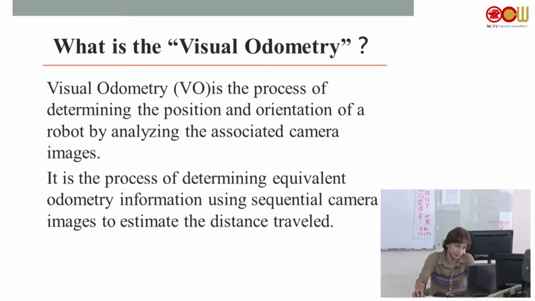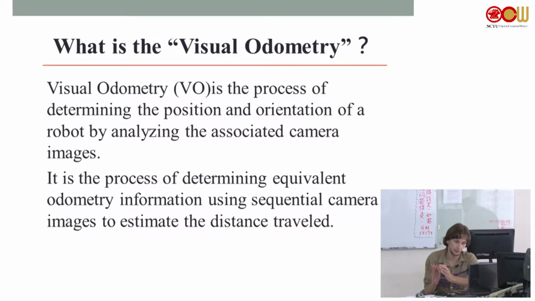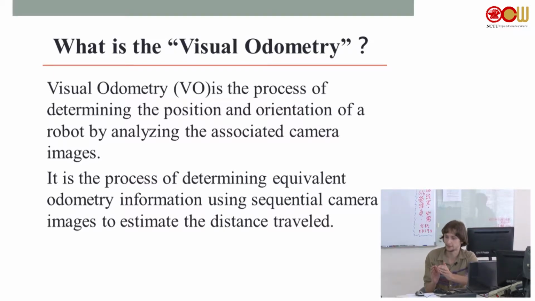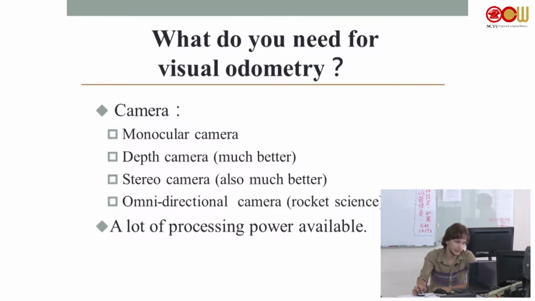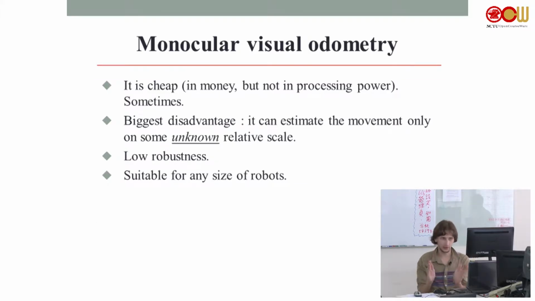This is a process of determining the position and orientation of your robot by just analyzing the images from the camera. You may remember that there is monocular visual odometry and stereo visual odometry and different kinds. So for monocular visual odometry, what we wanted to see first is RPG-SVO. It's the monocular visual odometry.